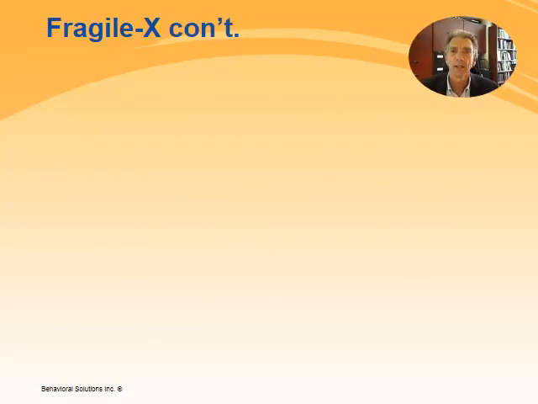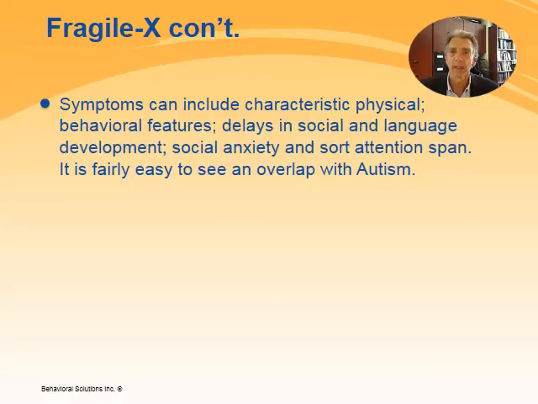It is easy to see when looking at the more cognitively based symptoms, behavioral concerns, delays in language development, social anxiety, short attention span, and possibly hypersensitivity to some stimuli, that there seems to be an obvious overlap between symptoms of Fragile X and autism. Even without a clear diagnosis of autism, children and adults with Fragile X will often demonstrate social and language deficits that will be somewhat like those found in individuals with autism.